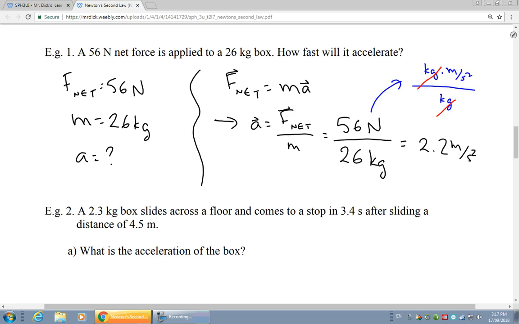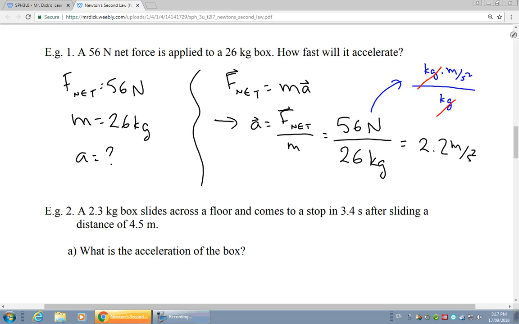So here we're given the box's mass, but we're also given some information that comes from our kinematics unit. We're given some information about how long a motion took. We know how far it went, so we have a displacement. You could also think a little bit about if there's any velocity information that we know.